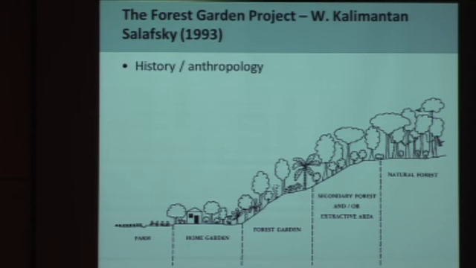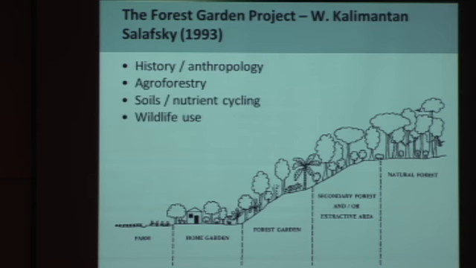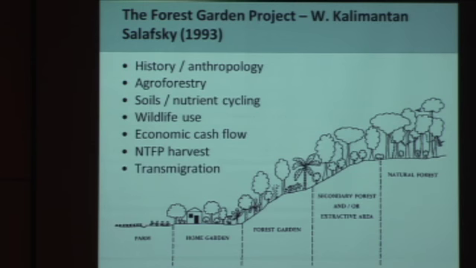So I ended up writing a dissertation that had one chapter on the history of the system, one on agroforestry processes, one on soils and nutrient cycling, one on wildlife use, one on economic cash flow, one on non-timber forest product harvest, one on a transmigration issue, and one on climate change. So I was all over the map. But it was also focused, right? Because the traditional paradigm is you learn one academic discipline and you apply it to multiple systems. This is the inverse. It's still focused, and I think that's one piece of advice to a lot of you out there: you still have to focus what you're doing, in this case, trying to describe this particular system.